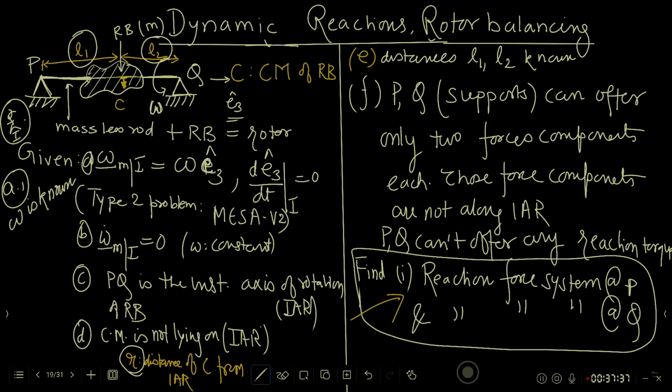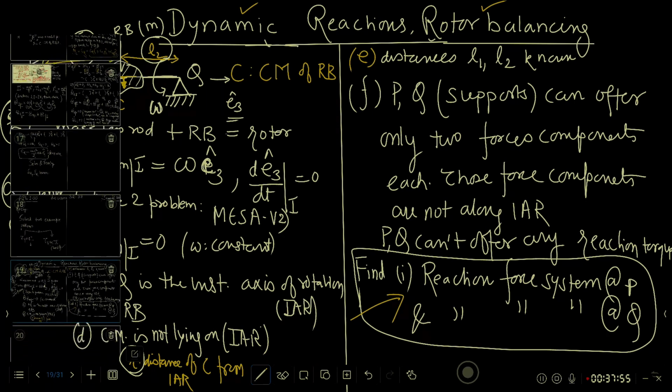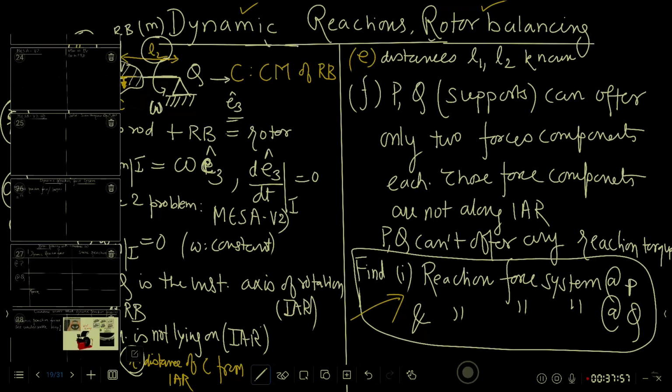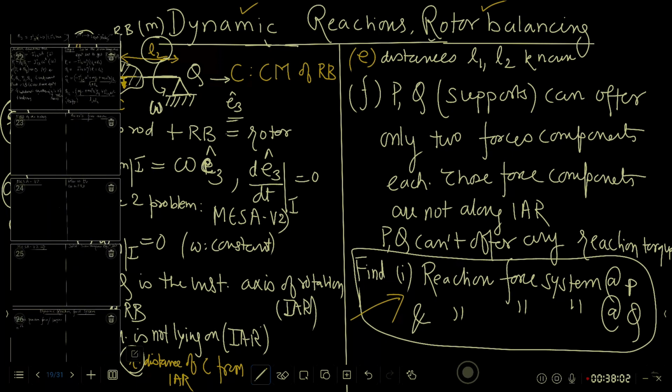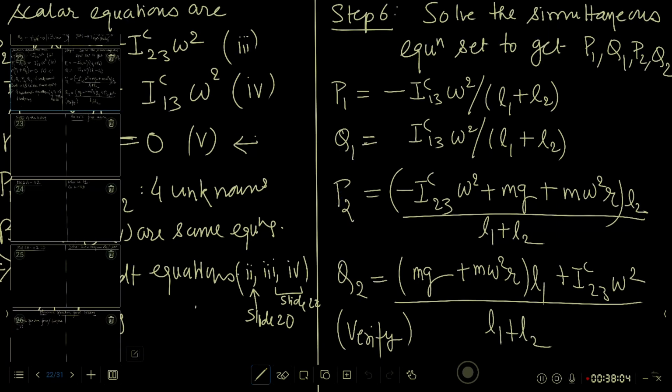Now I come back to the primary questions, the primary motivation why I did this analysis. I wanted to define what is dynamic reactions, and I want to talk about rotor balancing. So now let's use this result. In the light of these results, let us try to understand what these two things are.